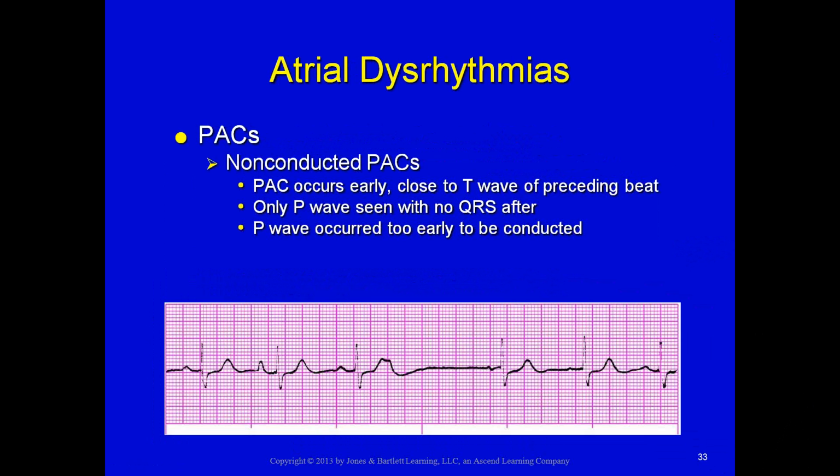And if you look at that third beat, if you look at the T wave of that third complex, you had a PQRST, PQRST, PQRST, and the T looks different than the other T waves. It looks a little broader on the top, and that's because there's a P wave in there, a premature P wave that didn't generate a QRS.